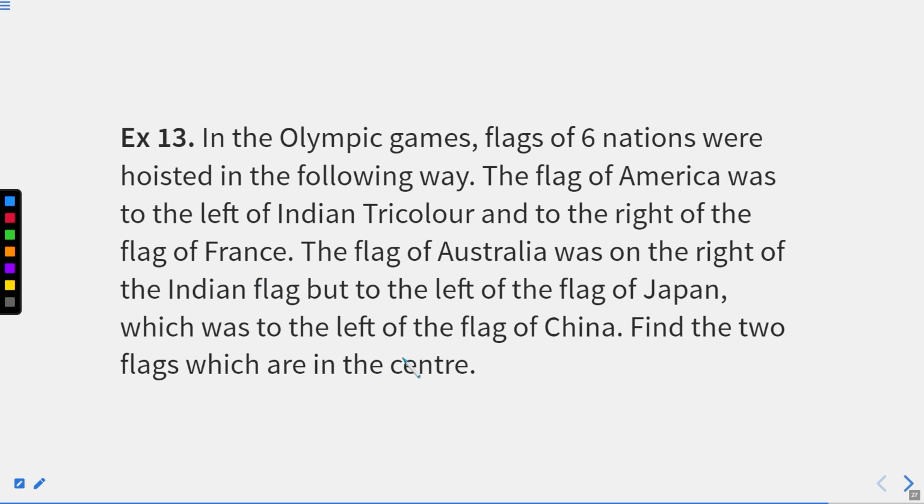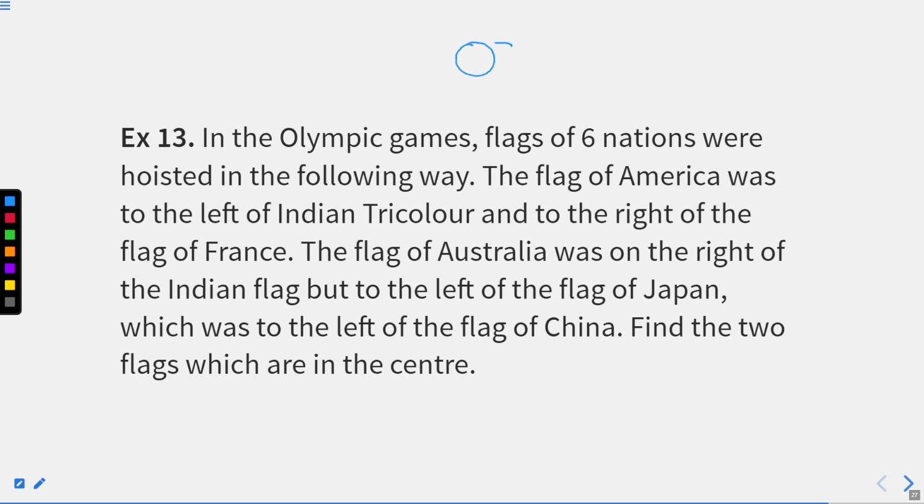All the direction and instruction is given in the question itself, right? So I'll read it for you once. In the Olympic Games, which are held after 4 years and go on for around 16 days, we know the rings, the Olympic flag looks like this, right? I'll draw it for you.